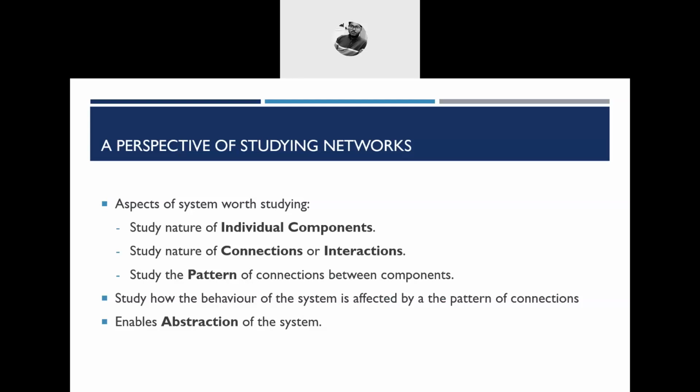Now, how do we study them? That's a very important question. How do we study such networks? First, we can study the individual components, for example the nodes. We can study only the nature of nodes. Then we can study the connections or interconnections, the links between nodes, which, as we have discussed earlier, are known as edges. So we can study the nature of individual components, and the nature of connections and interactions.